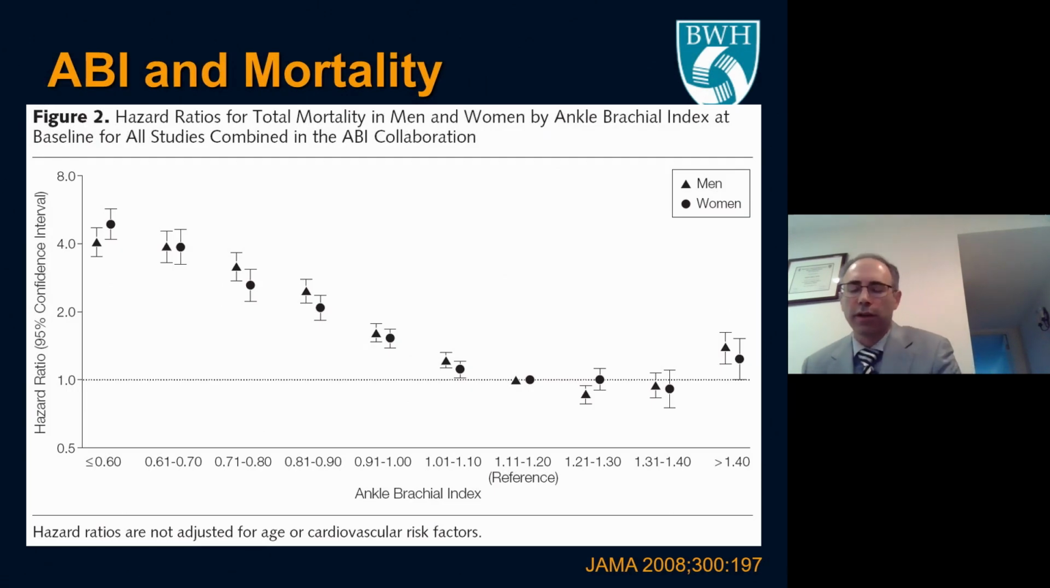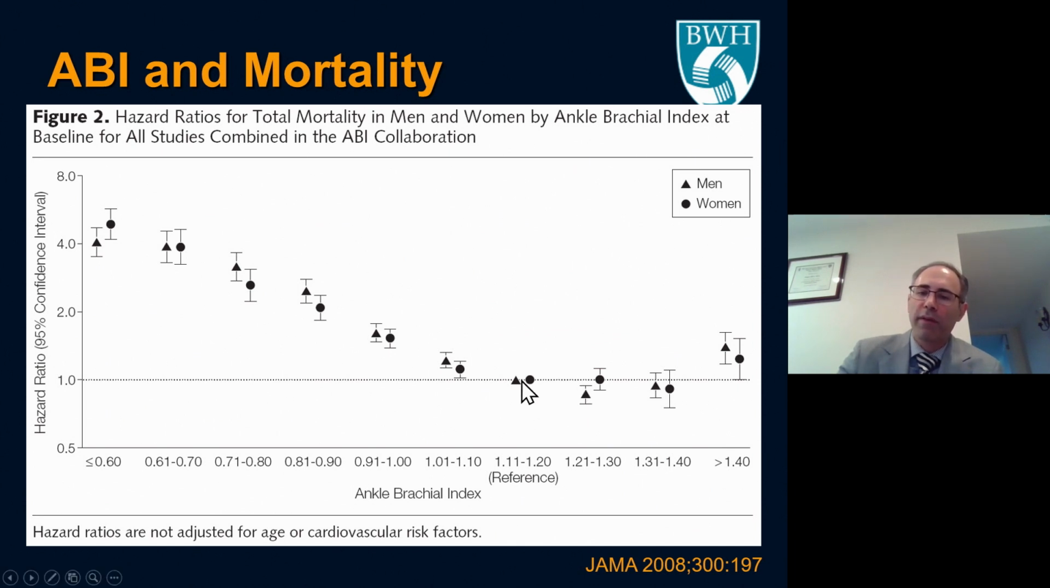This was a great article. When this came out, there were a couple of surprising things. This is a JAMA article from 2008, and it looked at total mortality in men and women by the ankle brachial index. And what we can see here is that when the ankle brachial index is actually greater than 1.4, we used to think that was normal. Actually, it's not normal because there's a higher mortality at that level.